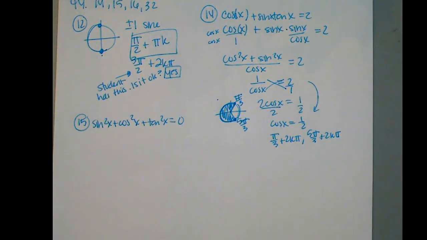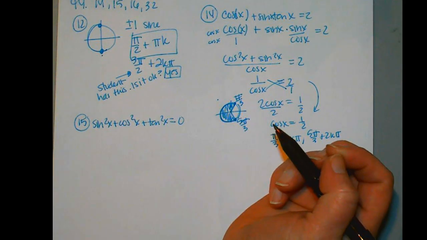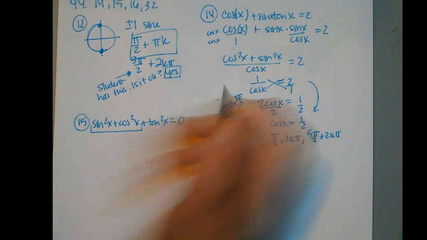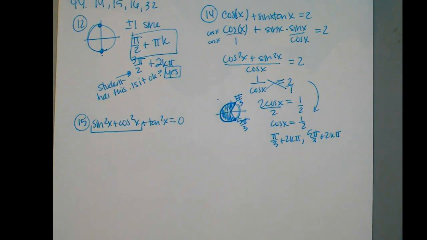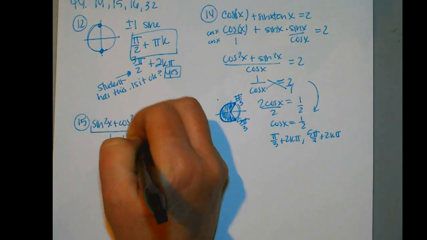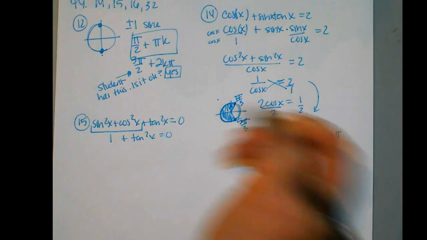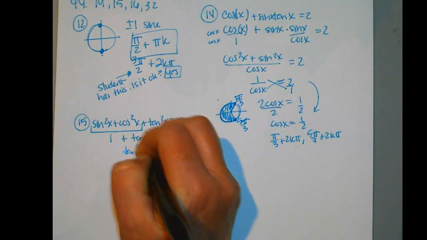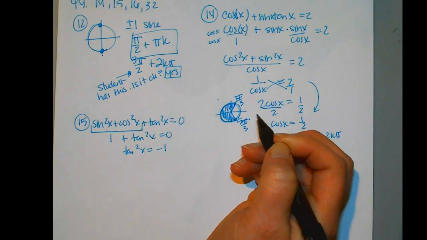Okay, 15. It's not all in sine and cosine, but do we have anything handy that we could replace? So this whole, okay, 1 plus 2. Yeah, so with this is going to be 1. Every time you see sine squared and cosine squared and an addition sign, no matter what the order, this is 1. So now I have 1 plus tangent squared x. So tangent squared x equals -1.